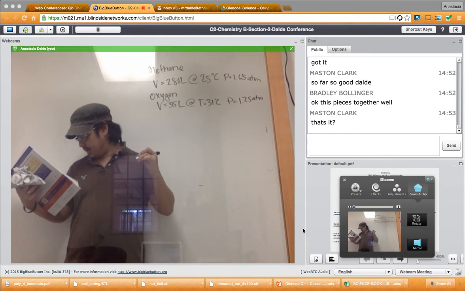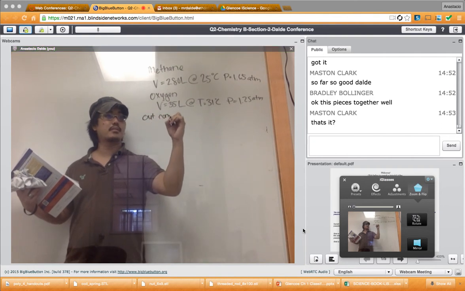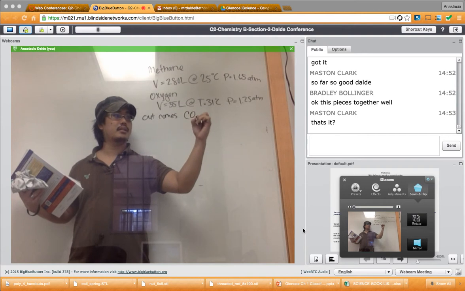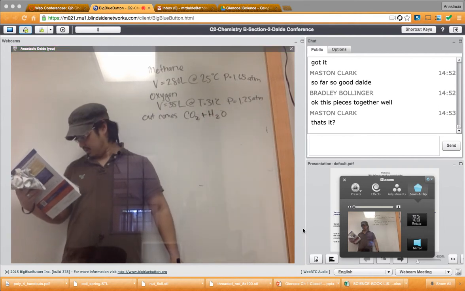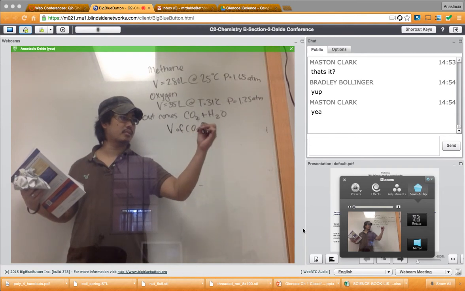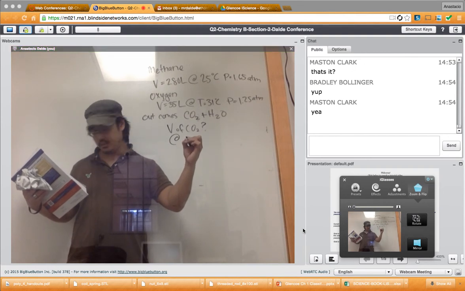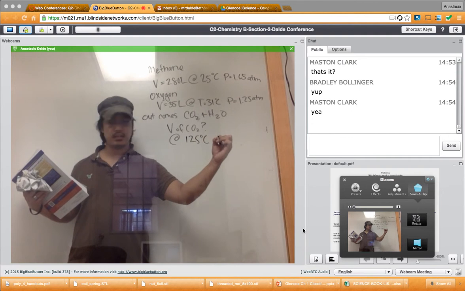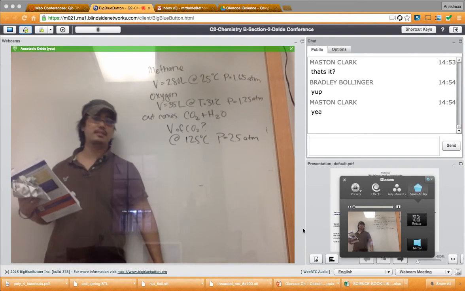The mixture is then ignited to form carbon dioxide and water. So out comes carbon dioxide, CO2, and H2O. We cool? Calculate the volume of carbon dioxide. So we want to know volume of CO2, question mark, if the mixture in the end is at 125 degrees Celsius and pressure in the end is at 2.5 atmospheres. Oh, darn, this looks tough.